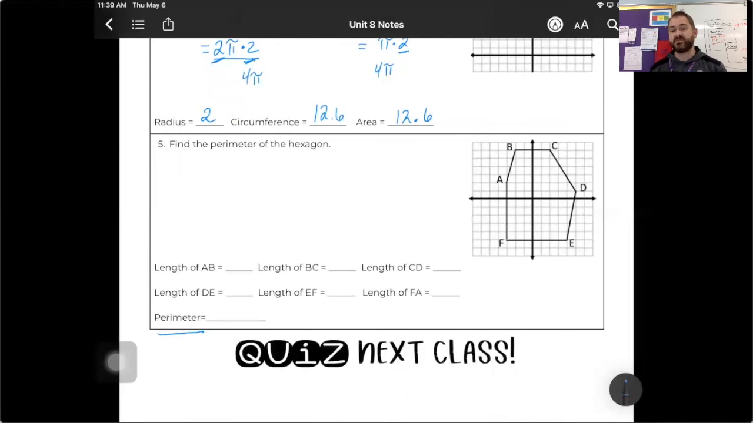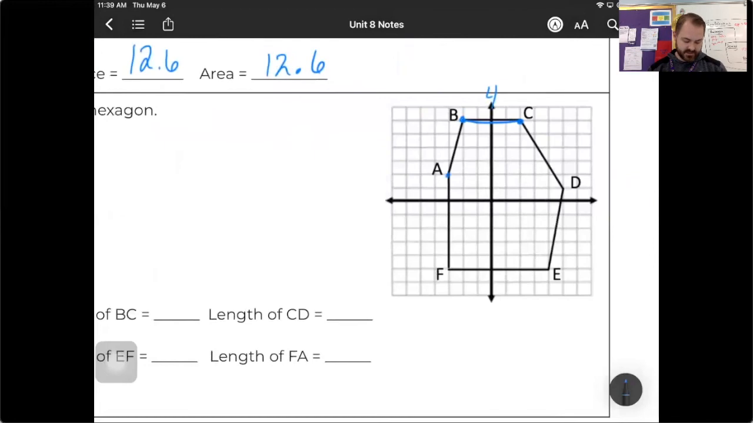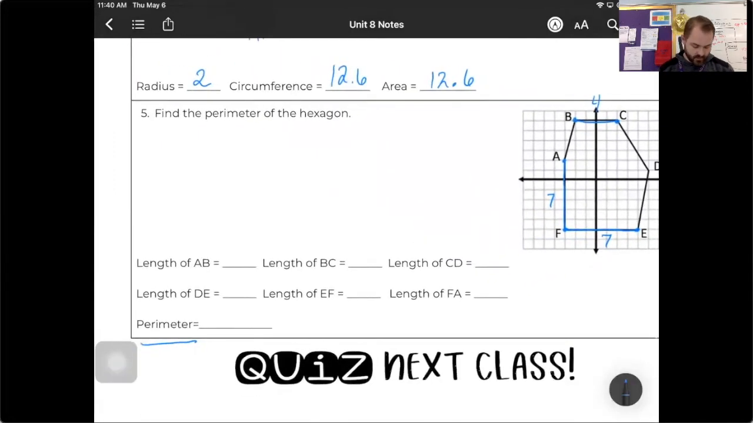Now, some of these sides are easy to count because they're either horizontal or vertical. Like from B to C is a length of 4. And then these other sides down here, from A down to F, if you count that, that's a length of 7. And from F over to E, if you count that one, that's also 7. So we have those measurements. So I'm going to fill in those blanks first. BC is 4. FA, the very last one, is 7. And EF, or FE, is also 7. So I have those 3. It's these other 3 sides that I have to find.